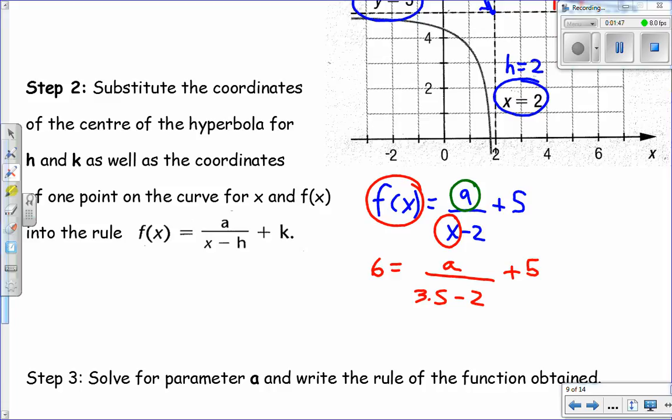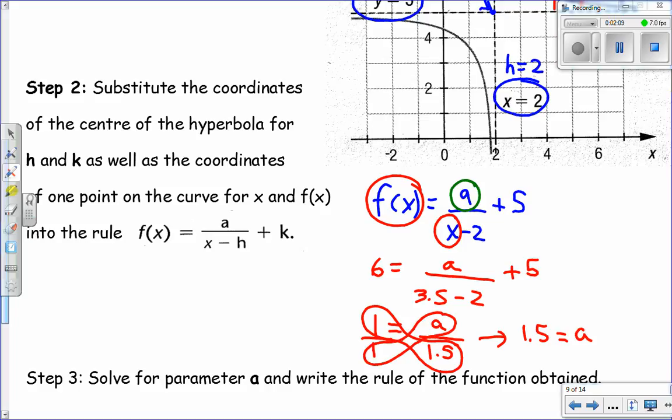So the 5 will go on the other side. 6 minus 5 is 1. 3.5 minus 2 is 1.5. And at this point, if you want, you can put your 1 on a fraction. And you need to remember, 1 times 1.5 is equal to 1 times a. So we have our a value.